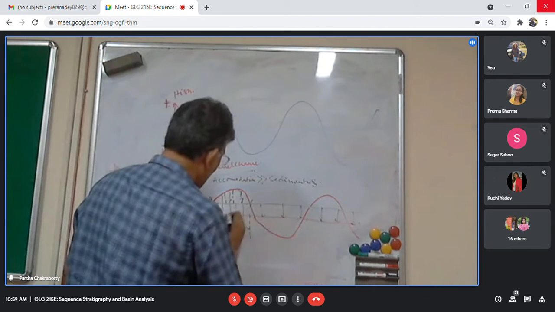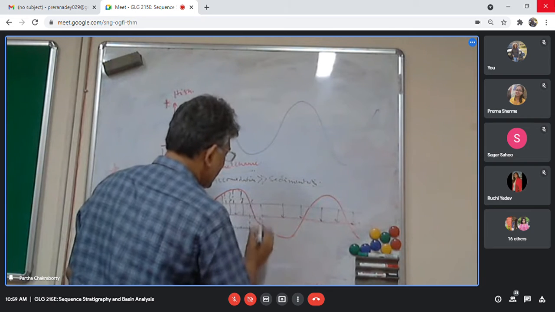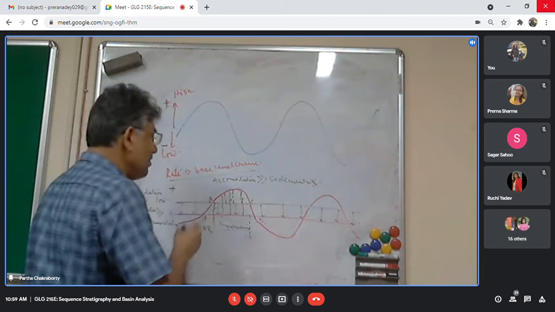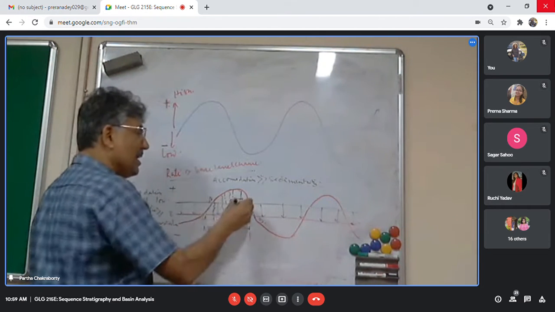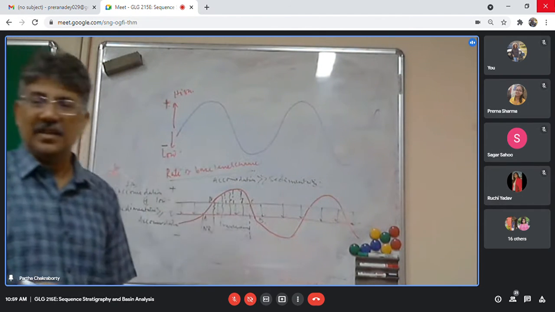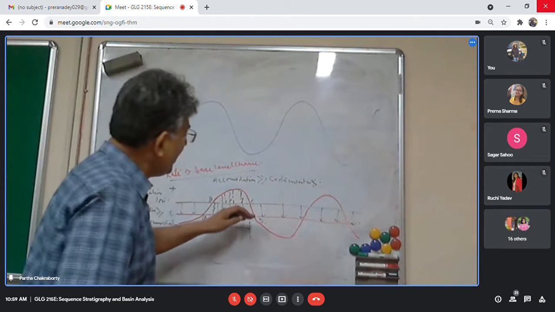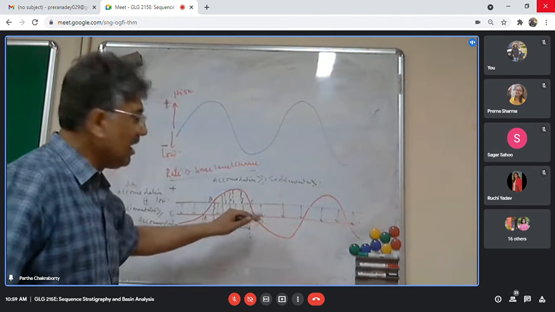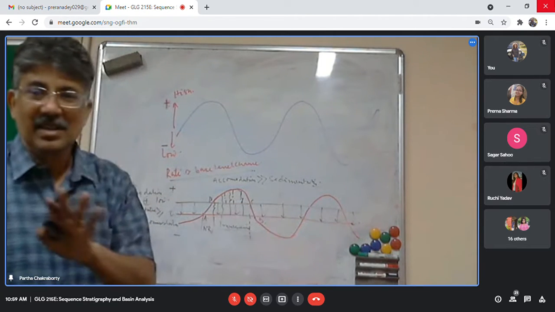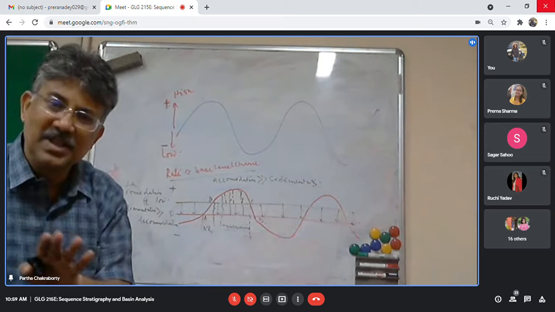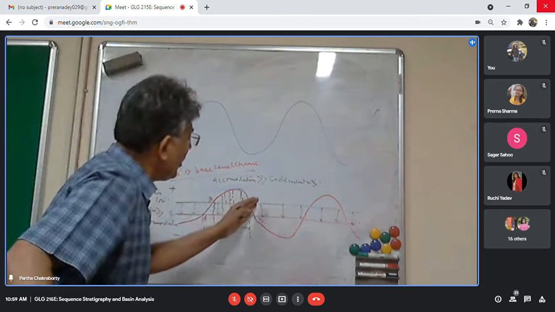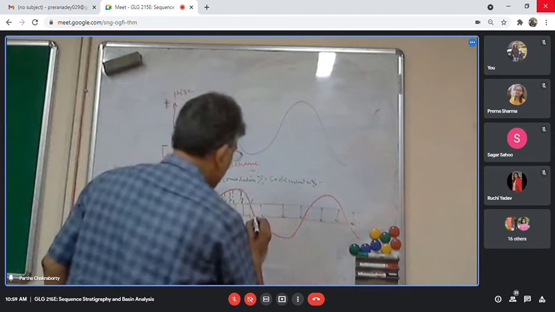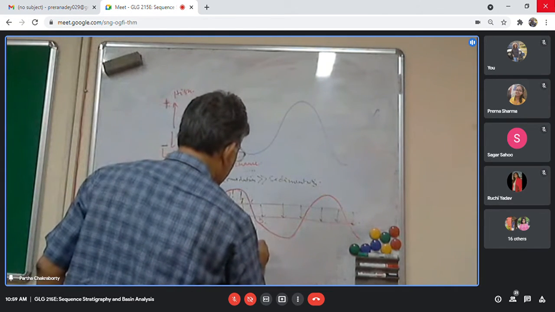Then you come to the CD portion. What is happening? Again the same thing that was happening in AB is happening in CD. Here the base level is falling, but still on the positive side, and your sedimentation is exceeding the amount of accommodation. So this portion again becomes normal regression.